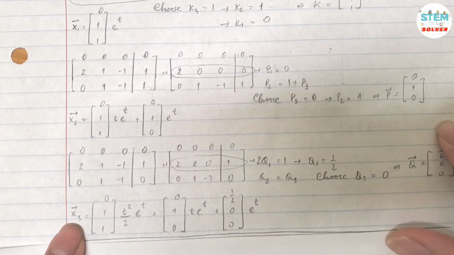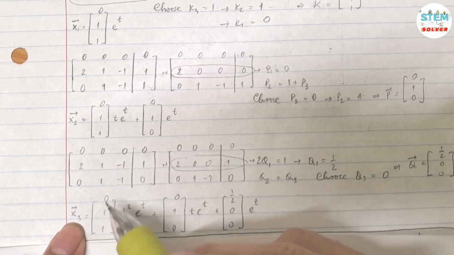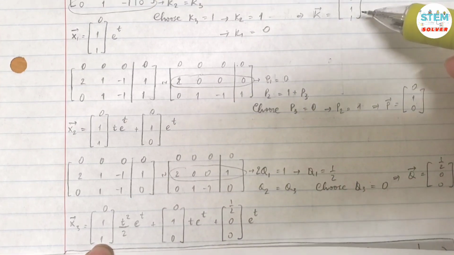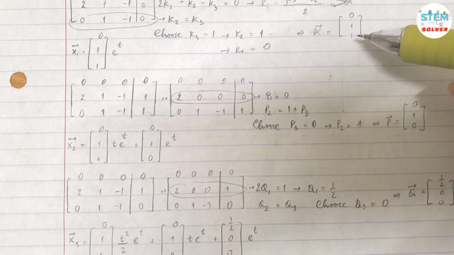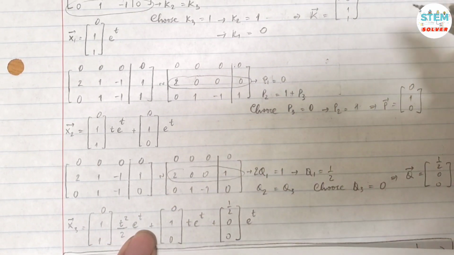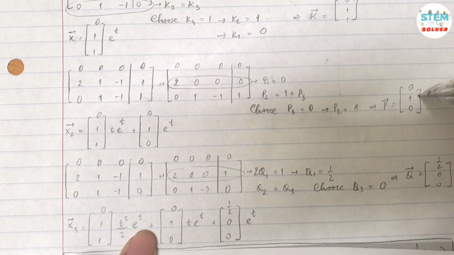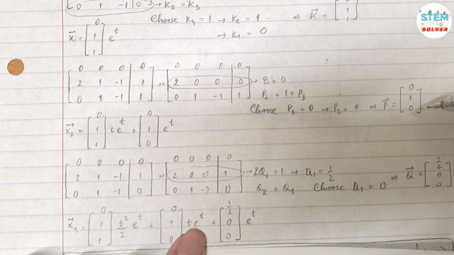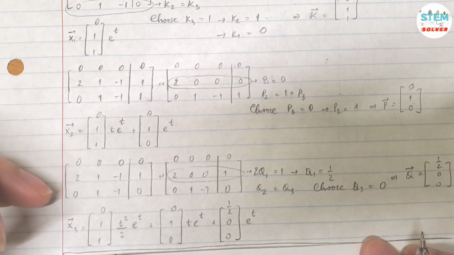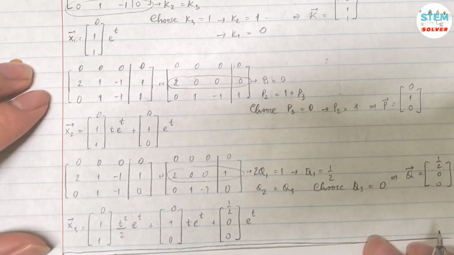Then my vector x3 is k, which is this one, times t squared over 2 e to the t, plus p, 0, 1, 0, times t e to the t, plus q, 1/2, 0, 0, times e to the t. Alright, so that's your answer for each eigenvector.